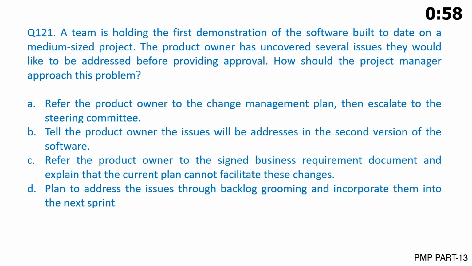A team is holding the first demonstration of the software built to date on a medium-sized project. The product owner has uncovered several issues they would like to be addressed before providing approval. How should the project manager approach this problem? A. Refer the product owner to the change management plan, then escalate to the steering committee. B. Tell the product owner the issues will be addressed in the second version of the software. C. Refer the product owner to the signed business requirement document and explain that the current plan cannot facilitate these changes. D. Plan to address the issues through backlog grooming and incorporate them into the next sprint.